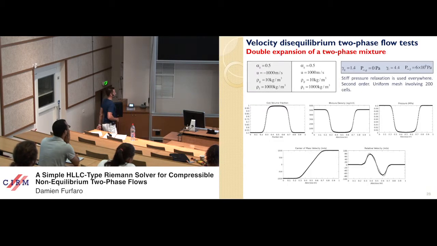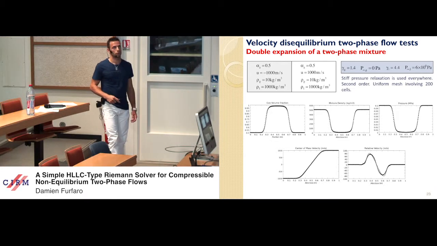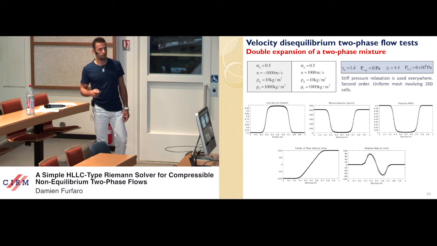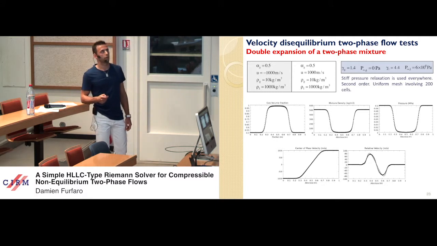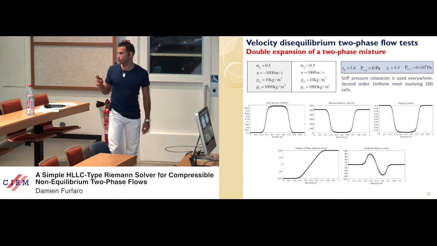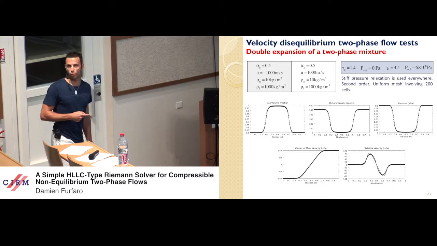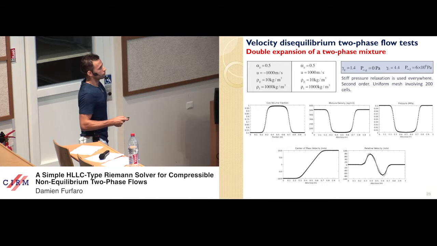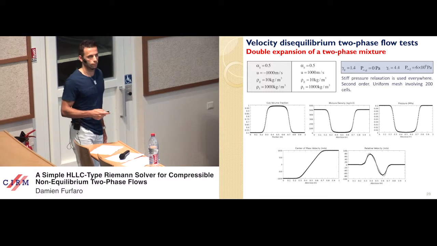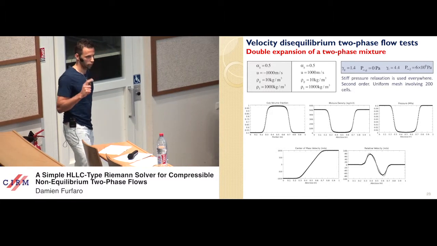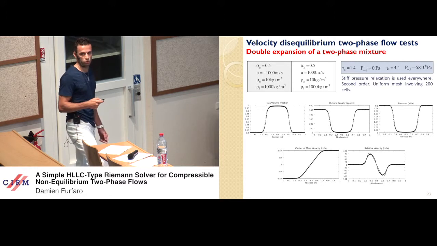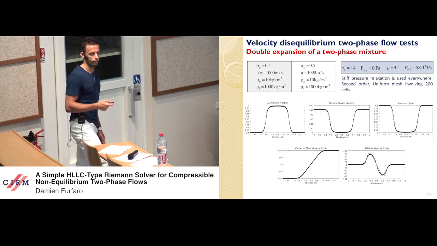Let's now consider a double expansion of a two-phase mixture. We consider again liquid water and gas with a volume fraction uniform everywhere. Here, stiff pressure relaxation is used everywhere. The numerical results are compared with the DEM solution, the Discrete Equation Method.